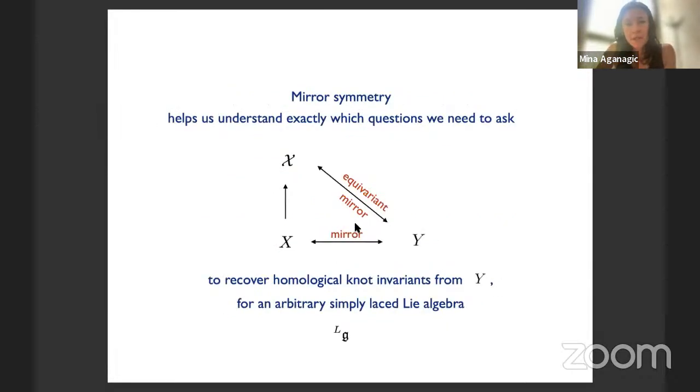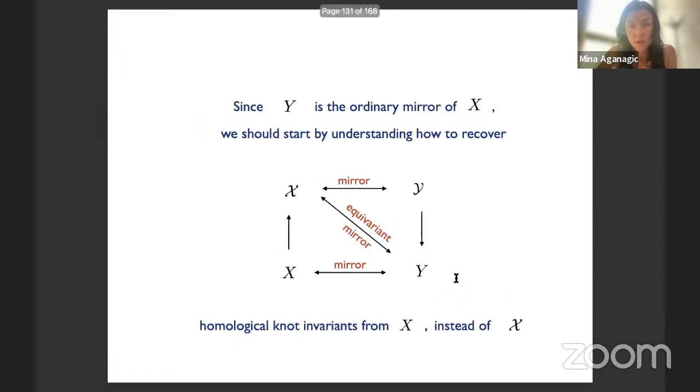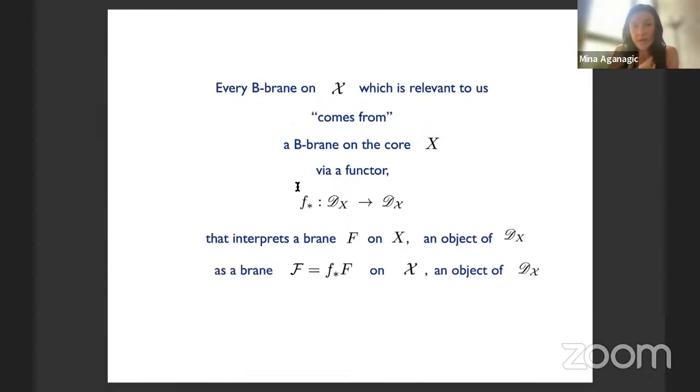Now, mirror symmetry helps us understand which questions we need to ask to recover homological knot invariants from Y for any simply laced Lie algebra. Since Y is an equivariant mirror of the small X, we should start by understanding how to recover homological invariants from the small X instead of the big X. Every B-type brane on the big X which is relevant for us comes from a B-type brane on the core via a functor that simply interprets a coherent sheaf on the small X as a coherent sheaf on the big X.